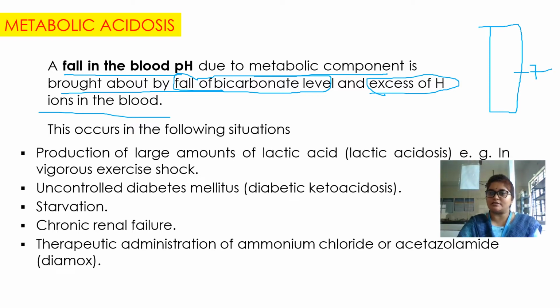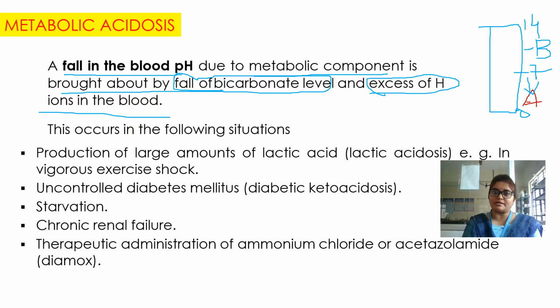So from 7 to 0 below, it is called acidic, and from 7 to above, that is 7 to 14, it is called basic. Acidic and basic. Okay, so a fall in the blood pH, in the sense it is reducing below 7, it is falling below 7, so it is becoming acidic.